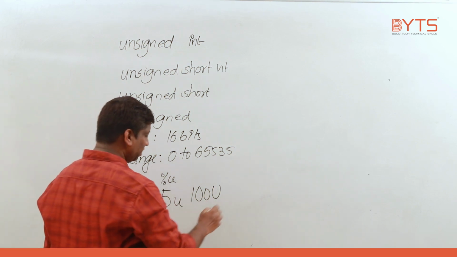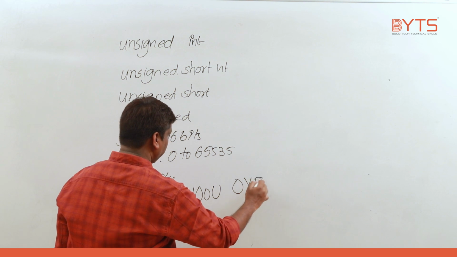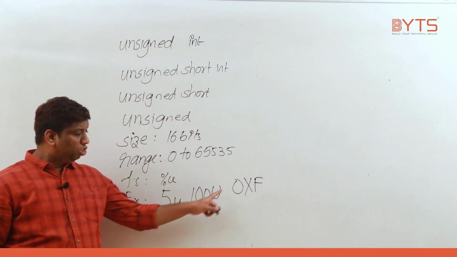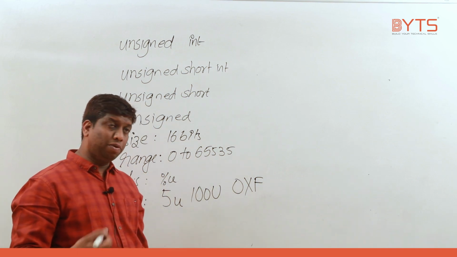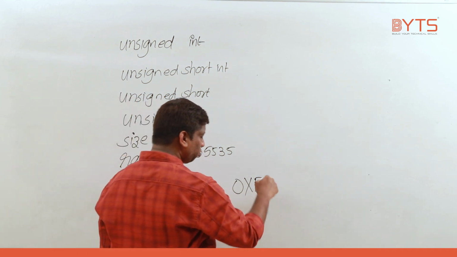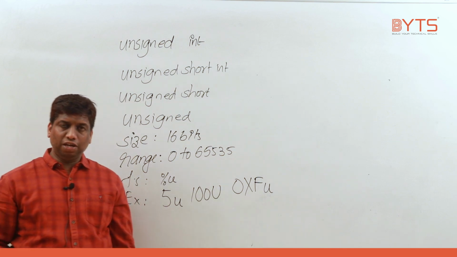Let us take another interesting example. 0xf. What is 0xf? Hexadecimal integer. But I want to consider it as a hexadecimal unsigned. So what can I do? U, either small u or capital U. That does not have any impact, right?